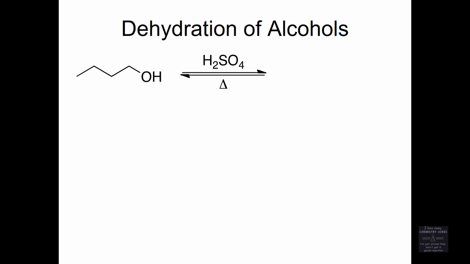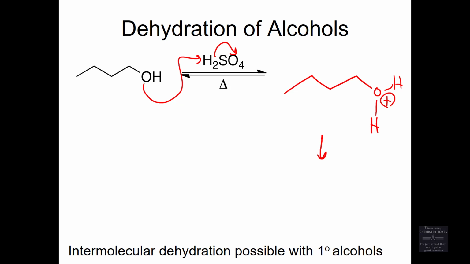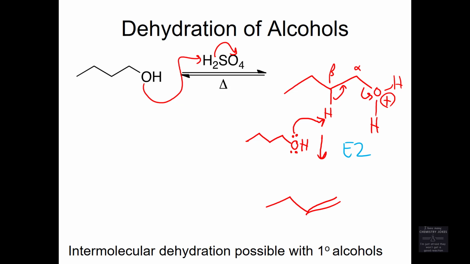If I'm wanting to dehydrate this guy, I first protonate my OH to make a better leaving group. I've got it: it's water connected to my carbon. And then this intermolecular dehydration, what does that mean? It means that another alcohol molecule that has not yet been protonated is what's responsible for taking the hydrogen from the beta carbon. This step is E2, right? That's a concerted mechanism, E2, and I get this alkene out of it.